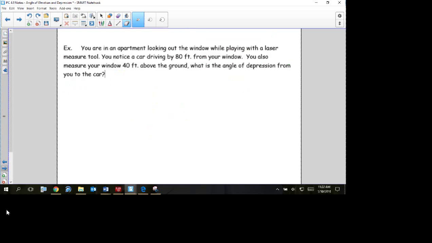Next question is, you are in an apartment looking out the window while playing with a laser measure tool. You notice a car driving by 80 feet from your window. You also measure your window 40 feet above the ground. What is the angle of depression from you to the car? If you're not sure where to start, draw a picture.